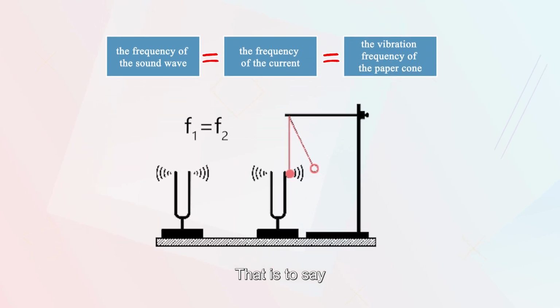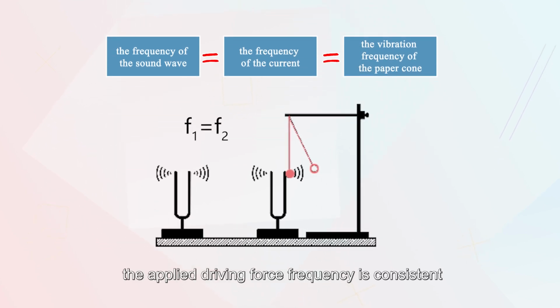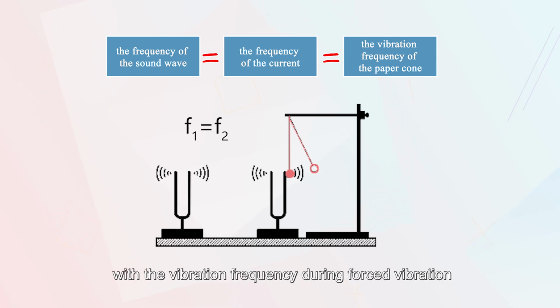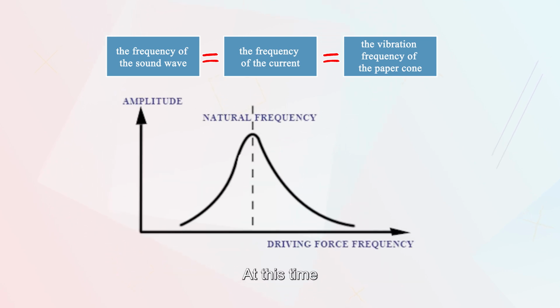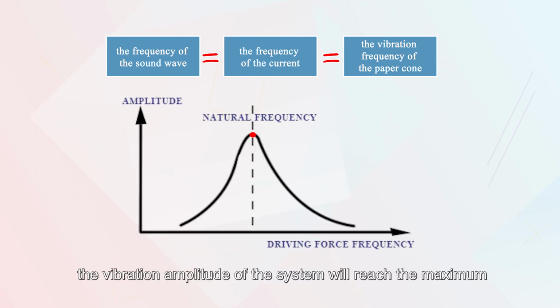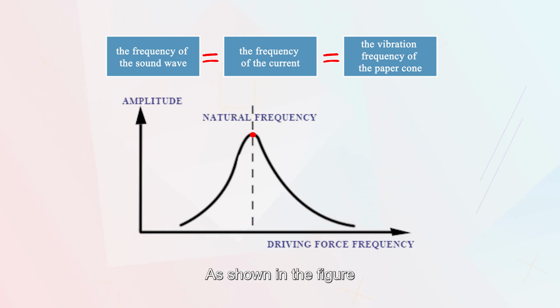That is to say, the applied driving force frequency is consistent with the vibration frequency during forced vibration. When it is equal to the natural frequency of the vibrating system, it will cause the system to resonate. At this time, the vibration amplitude of the system will reach the maximum, as shown in the figure.